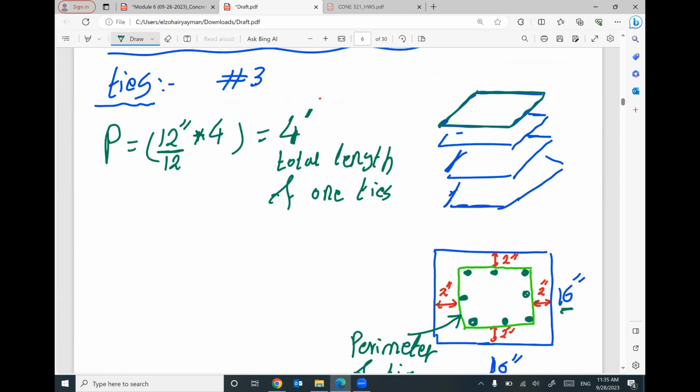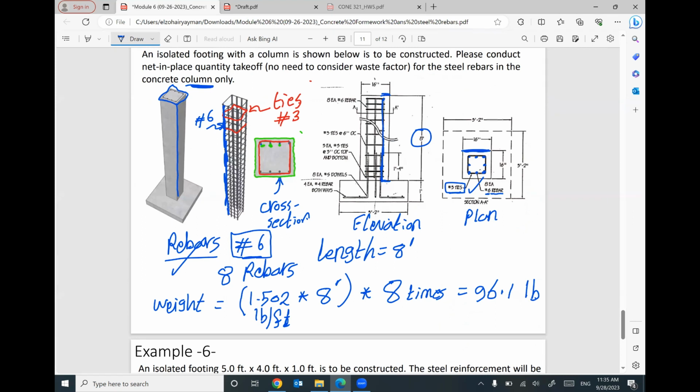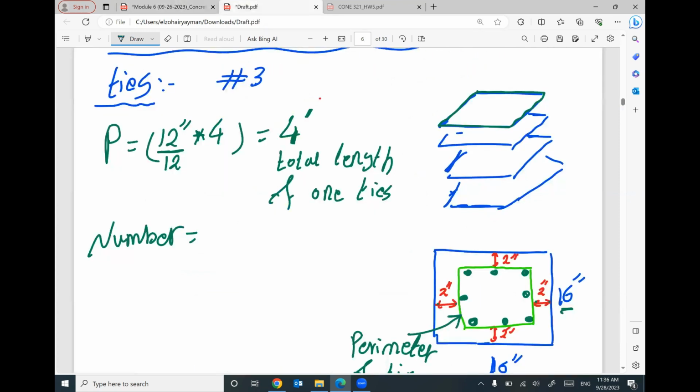How many? What is the number of these ties? I need to go back to the drawing and figure this out. What do you think? We have 3 ties at the bottom, 1, 2, 3. And we have 3 ties at the top, 1, 2, 3. Then we have ties every 6 inch, and at the bottom every 3 inch. So we need to figure this out.